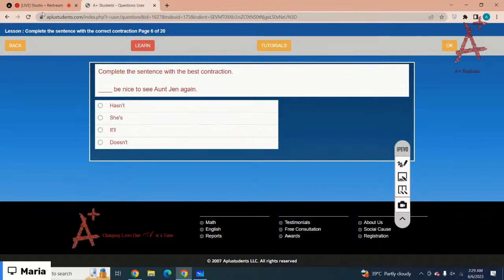Dash be nice to see Aunt Jen again. Which is the correct option? Hasn't, she's, it's, doesn't. It'll be nice to see.